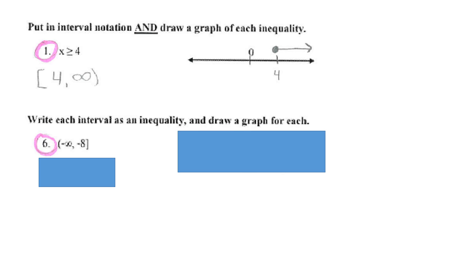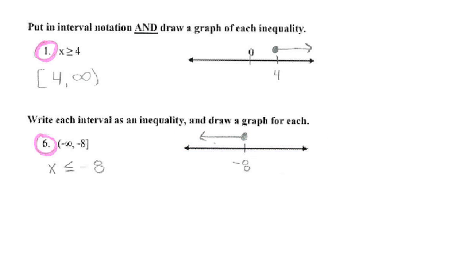Then moving on to number 6, we are to write each interval as an inequality and draw a graph for each. So now we're taking the interval notation and turning it into an inequality. So we have parentheses, -infinity, comma, -8 included, which means that the x value has to be less than or equal to -8. And if we graph that, we have -8 included, and the arrow is going to the left because it's -infinity.